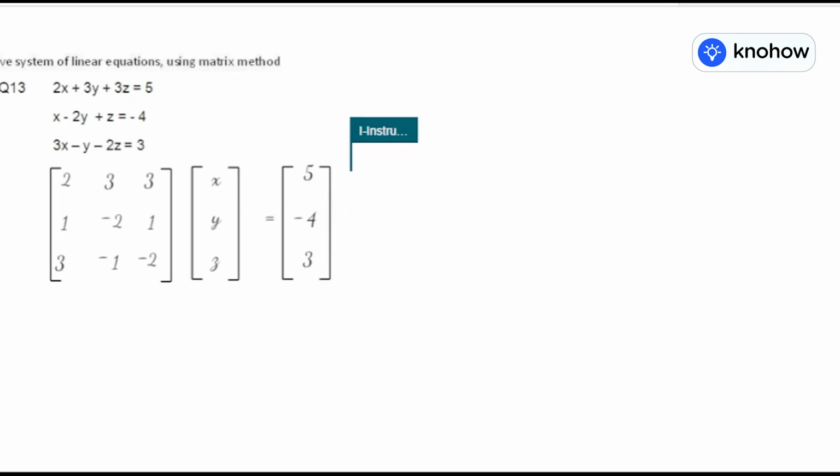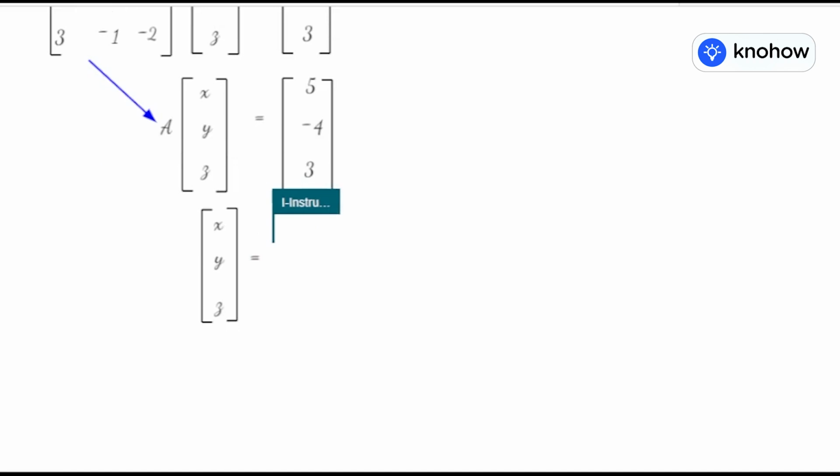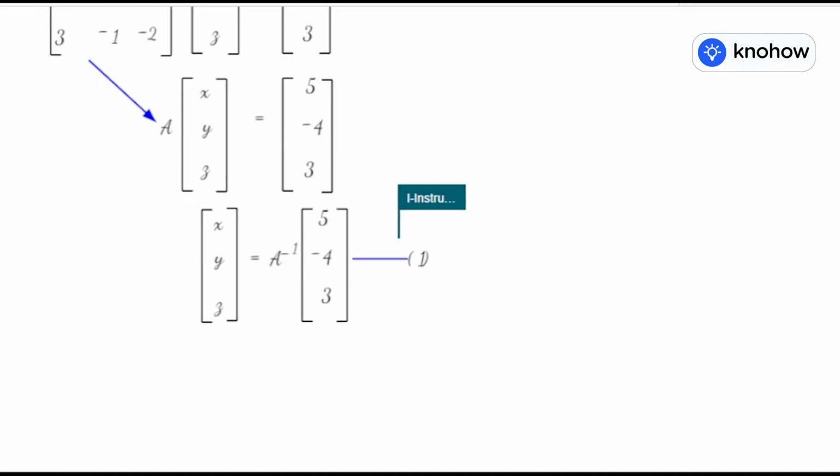This coefficient matrix I denote by A, multiplied by x, y, z, equal to 5, minus 4, 3. Multiplying both sides by A inverse, or rather, pre-multiplying will be better to say, you get x, y, z equal to A inverse times 5, minus 4, 3. Call it 1. Now it is just a matter of finding the inverse of the coefficient matrix A and substituting in 1. So let us work out A inverse.